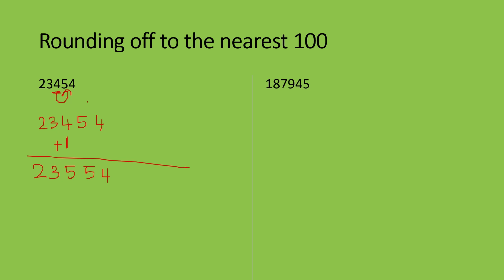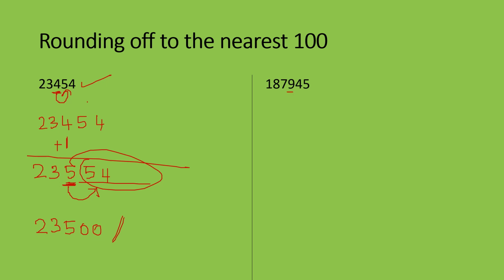So what will be the next step? Where you want to round it off, the digits on the right should all become 0. So what is the answer now? 23500 is the answer. That means rounding off 23,454 is 23,500. Now we'll do the same, rounding off to the nearest 100, for this question.